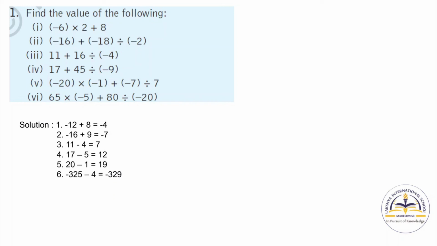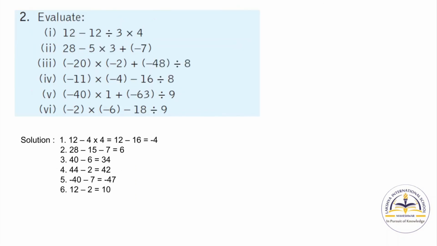Now minus 16 plus minus 18 divided by minus 2. First we will solve division. So minus 18 divided by minus 2, the answer will be plus 9. So minus 16 plus 9, the answer will be minus 7. Now you have to solve others.